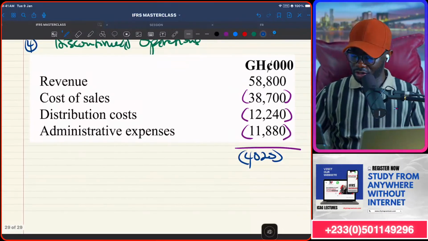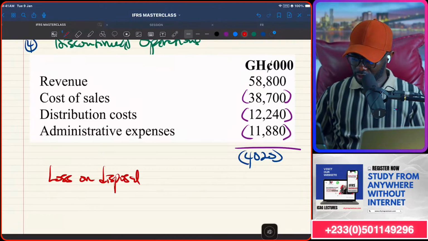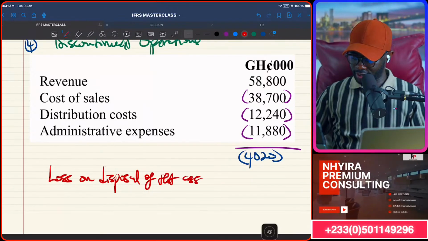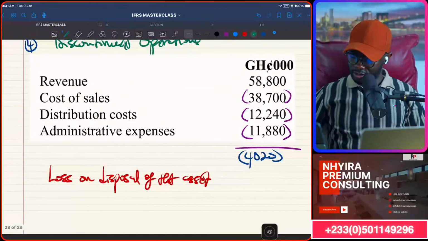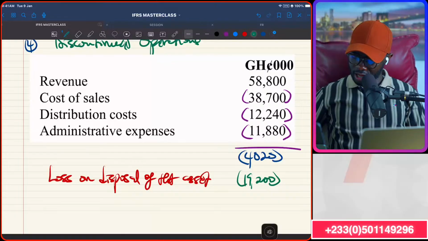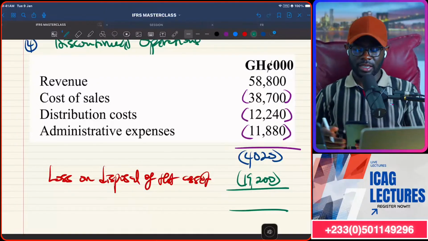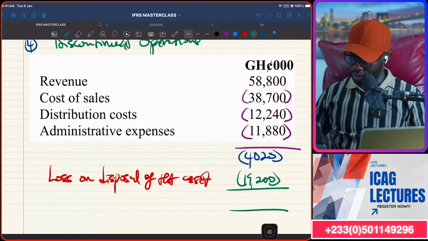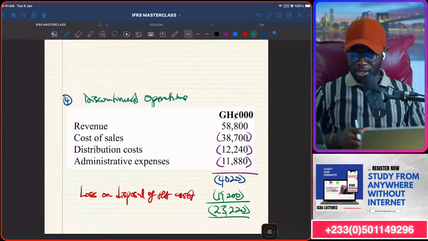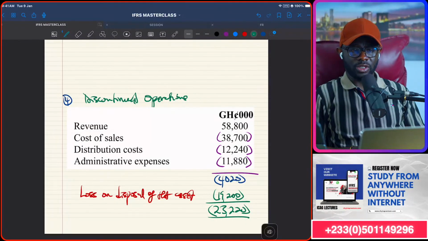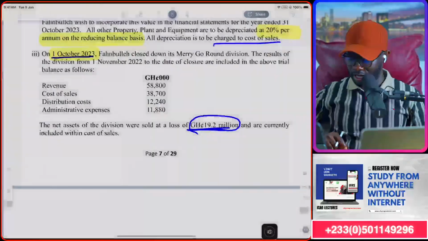So we bring in the loss on the disposal in addition to it, of the net assets, so that it will come as a single line item on the financial statement, which is the 19,200. This is how we work this out. So it will be added, and that is 23,220. And this will come as a line item on the statement of financial performance or the profit or loss account. That is the idea about how you deal with that footnote there.